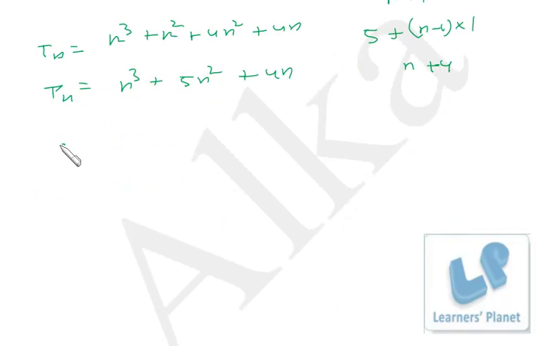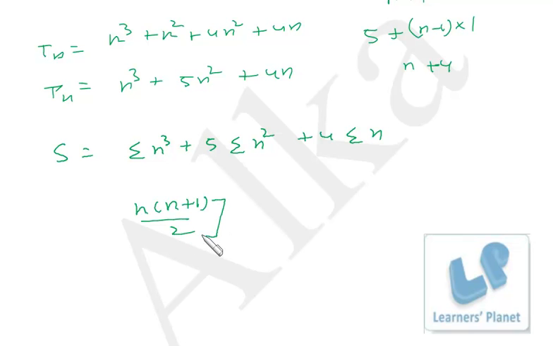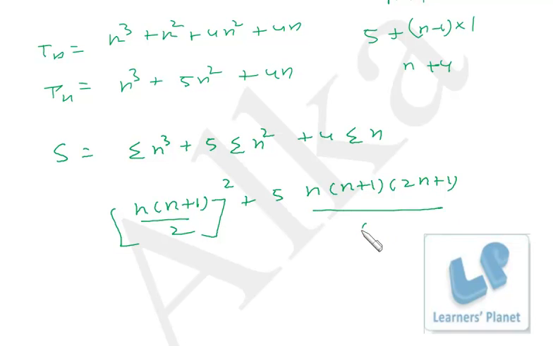Now sum will be sigma n cube plus 5 sigma n square plus 4 sigma n. Okay, so sigma n cube is n plus 1 by 2 whole square plus 5 sigma n square is n plus 1, 2n plus 1 by 6 plus 4n plus 1 by 2. Okay, now you just can take n plus 1 by 2 common and simplify it. I'm not doing that for you. You can do it on your own.